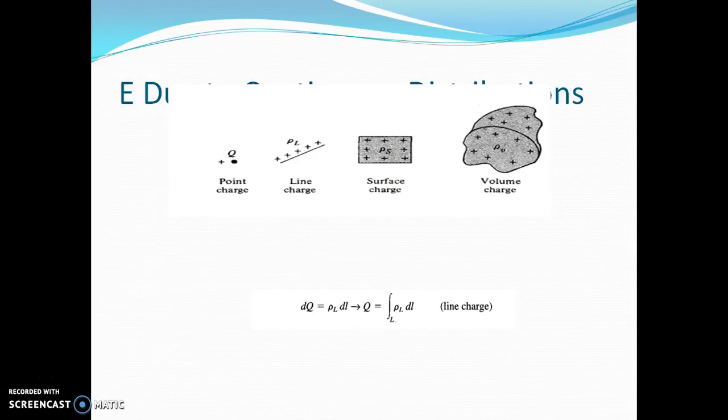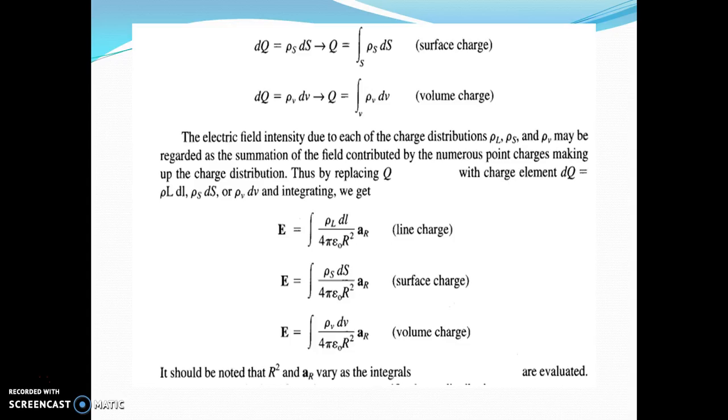Different charge distributions have been shown on this particular slide: point charge, line charge, surface charge and volume charge. For line charge we can write dq is equal to rho l dl, or Q is equal to line integral of rho l dl. For surface charge dq is equal to rho s ds. For volume charge dq is equal to rho v dv.